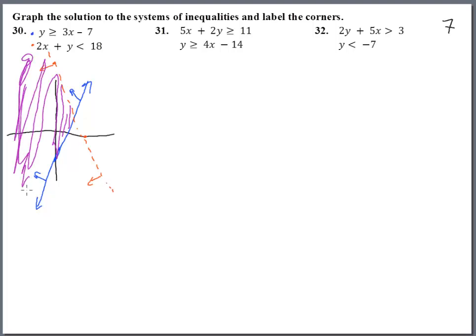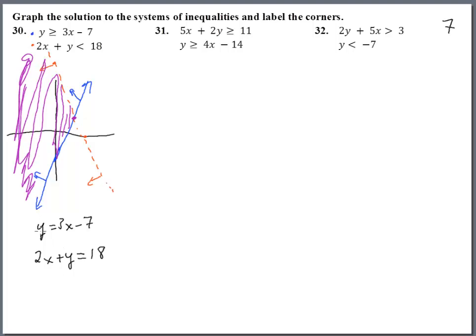That whole area out there. And it says label the corner. So we're looking for that point right there. It's technically not a red point, but that would be the corner of this area right here. The corner is where y equals 3x minus 7, so this particular line, and that particular line, though not part of the solution, 2x plus y equals 18. It's where those two meet.